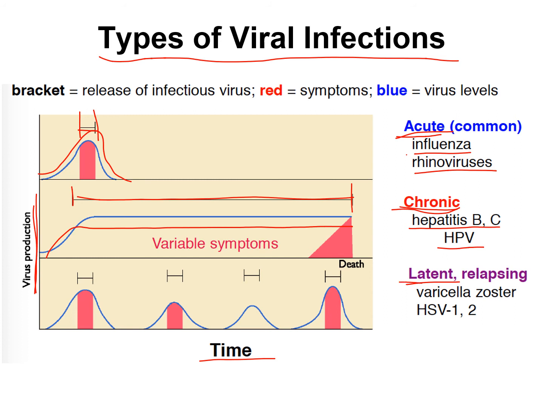The last type is latent. And a latent infection can last a long time, but the virus production only occurs during short outbreaks. So for a period of time, there's absolutely no virus being produced. And that is a latent infection. All the herpes viruses do this. So herpes simplex 1, herpes simplex 2, and chickenpox do that.